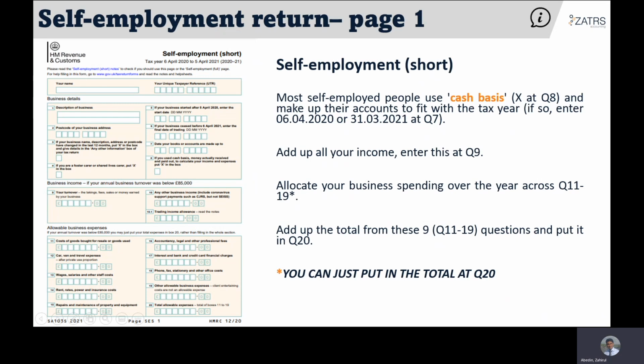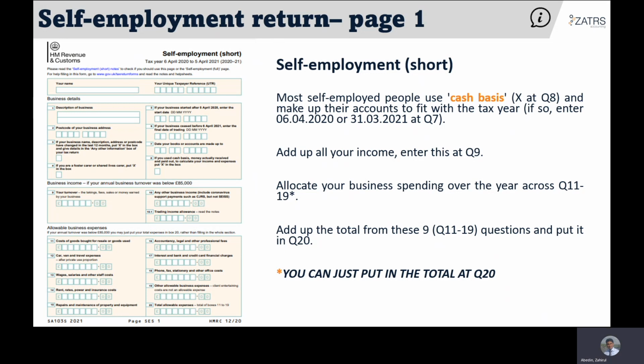Now we are moving over to the self-employment return, and this is only 2 pages long, which is really the important bit where you need to tell them the details about your self-employment. So again, if you're doing the paper version, you need to repeat your name and your UTR at the top of the page. Tell them a bit about what your business is and where you're working from.